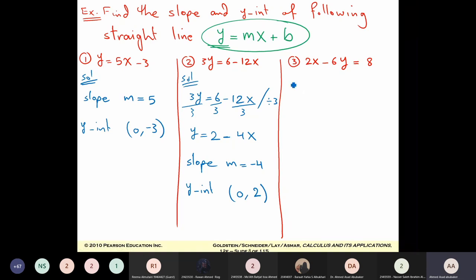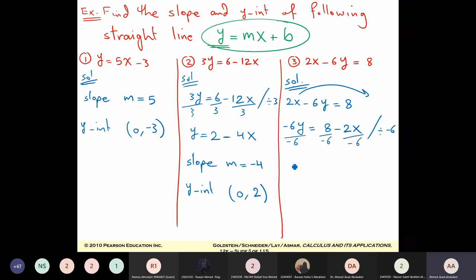Also in the third equation, the equation number 3, we have 2x minus 6y equal 8. Firstly move the 2x to the other side, so we have minus 6y equal 8 minus 2x. Now we need to divide by negative 6, all terms over negative 6. We have y equal negative 4 over 3 plus x over 3. After simplifying, negative 2 over negative 6 is positive 1 over 3.